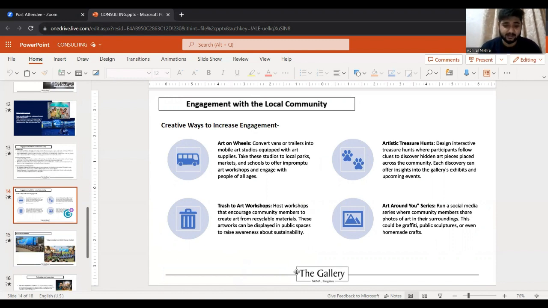Imagine setting up an interactive treasure hunt. People would follow clues to find hidden art pieces scattered around the community. Each find would give you a peek into something the gallery is offering coming up.